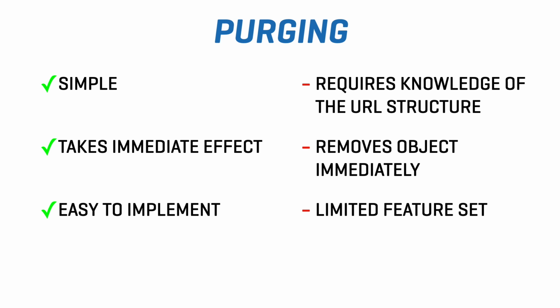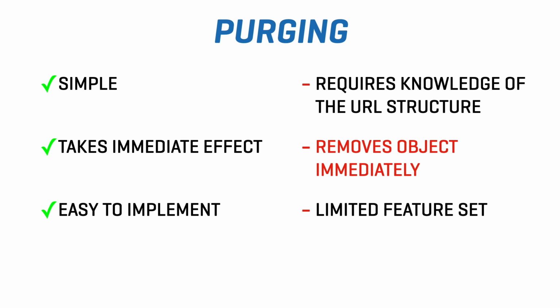Using purging also has a couple of downsides, unfortunately. The first one I want to highlight is the fact that it requires knowledge of the URL structure for it to work. So you need to know the URL of every impacted piece of content that you want to touch. And on top of that, you need to perform an individual purge for every affected URL. And besides the limited feature set, the one that really stands out as a downside is the fact that a purge removes the object from the cache immediately. And ironically, that phenomenon was presented as an advantage at first, the fact that it takes immediate effect.